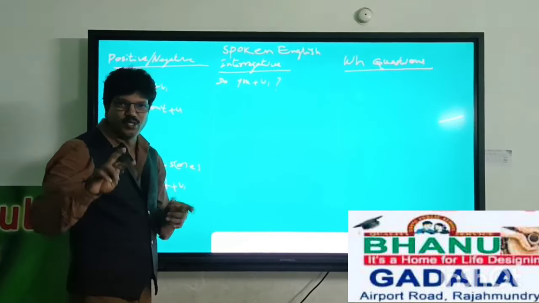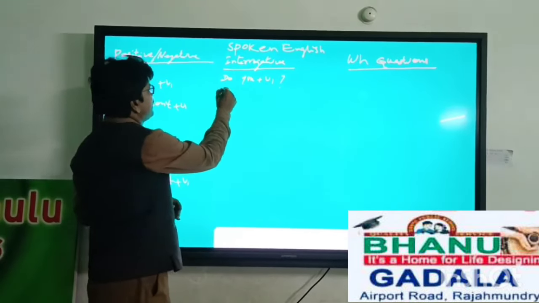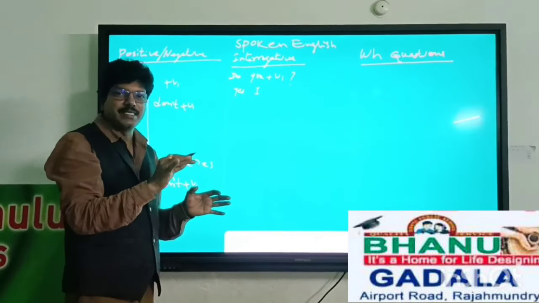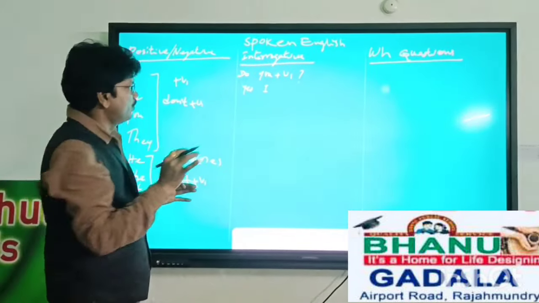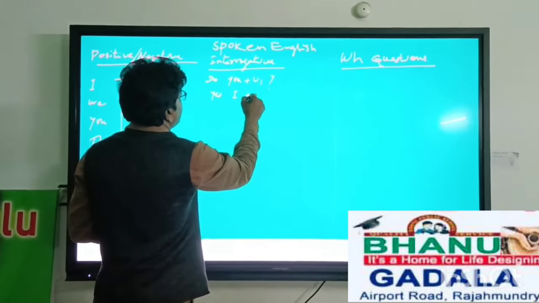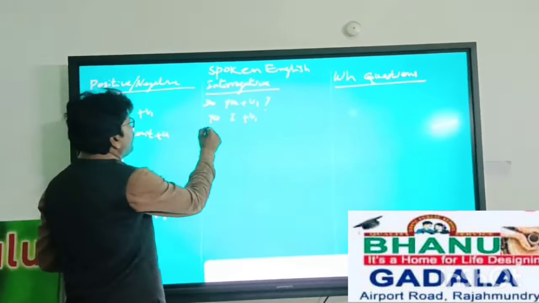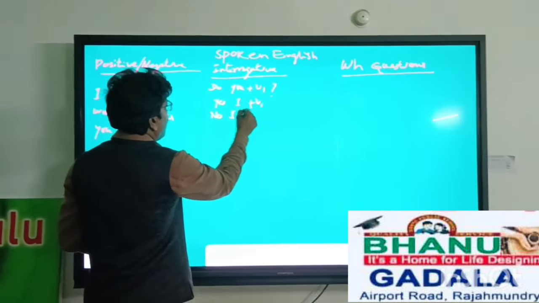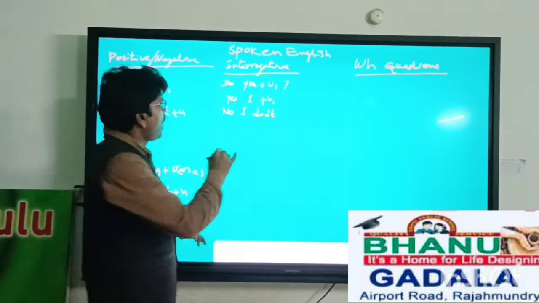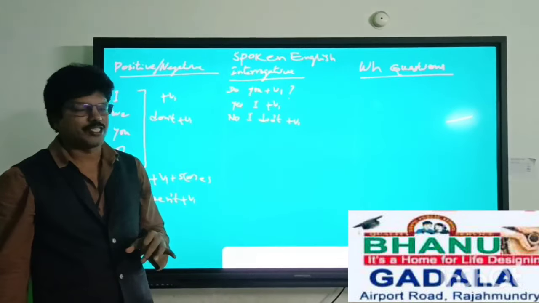Answers come in 2 categories, yes or no. If yes: yes, I do, or yes, I plus V1. If no: no, I don't, or I don't plus V1. That is the structure.